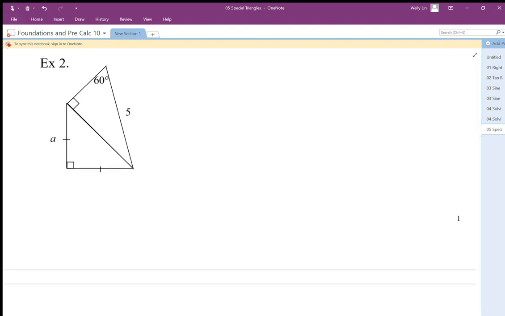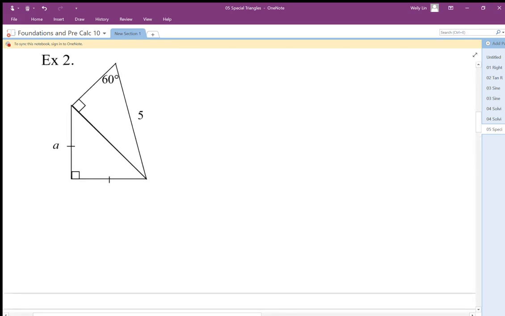This next problem involves two special triangles. So you can see that we have a 60-degree angle in here, 90, so this must be 30. So this is a 60-30 triangle. And again, it's good to visually recognize these if you can. Here is an equilateral triangle with 90 degrees. That means this must be a 45-45 triangle.